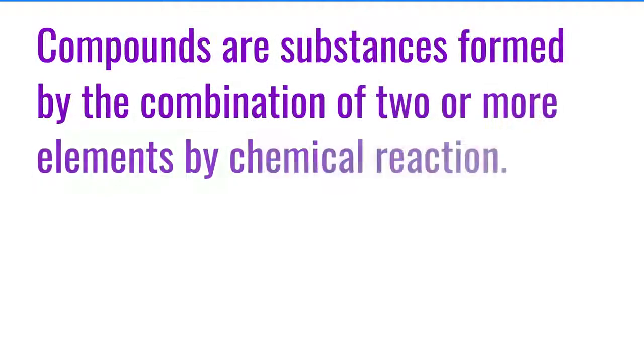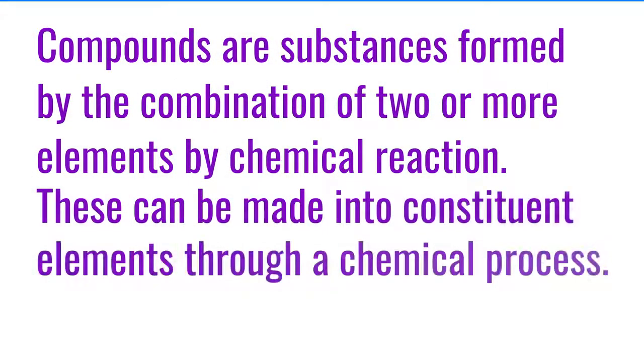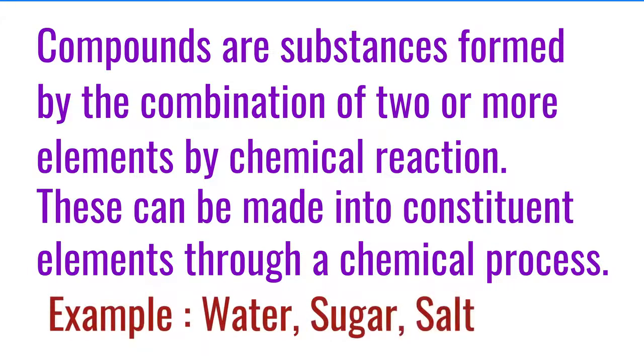Then compounds. Compounds are substances formed by the combination of two or more elements by chemical reaction, and these can be further divided into constituent elements through a chemical process. Examples are water, sugar, salt, etc. So, we know what are pure substances, elements and compounds.